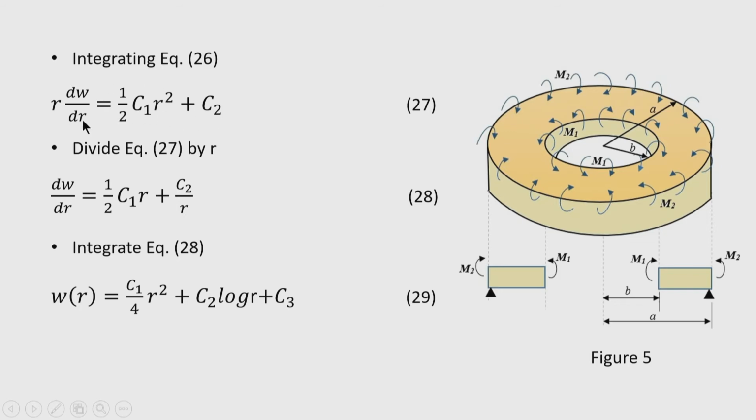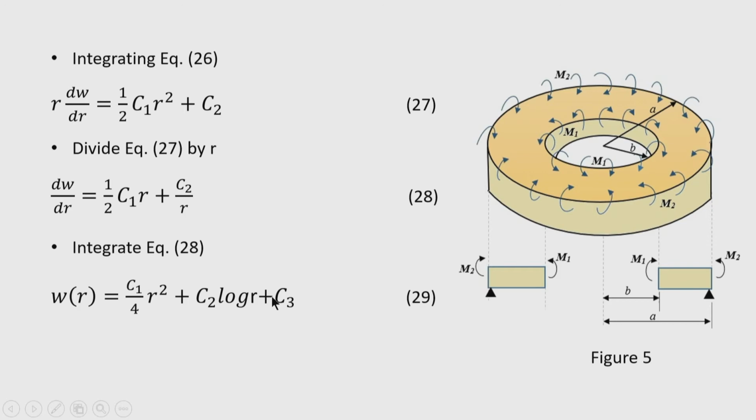Then to obtain w, again the trick has to be applied: we divide both sides of the equation by r. So, dw by dr equals C1 by 2 r plus C2 by r. Now, integrate equation 28. After integrating, we finally arrive at the desired w, which is C1 by 4 r square, because integration of r with respect to dr will be r square by 2, so naturally the 1 by 4 factor comes here, plus C2 log r plus C3.